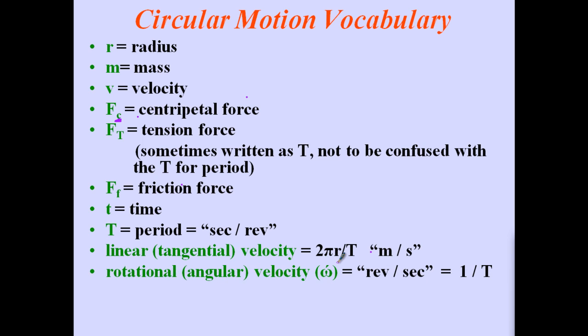And you're also going to have rotational angular velocity. It's going to be this weird little Greek symbol that looks like a W. It's actually an omega. And it's measured in revolutions per second instead of meters per second. And its formula is 1 over the period. And you're also going to see an a sub little c, which is your centripetal acceleration.